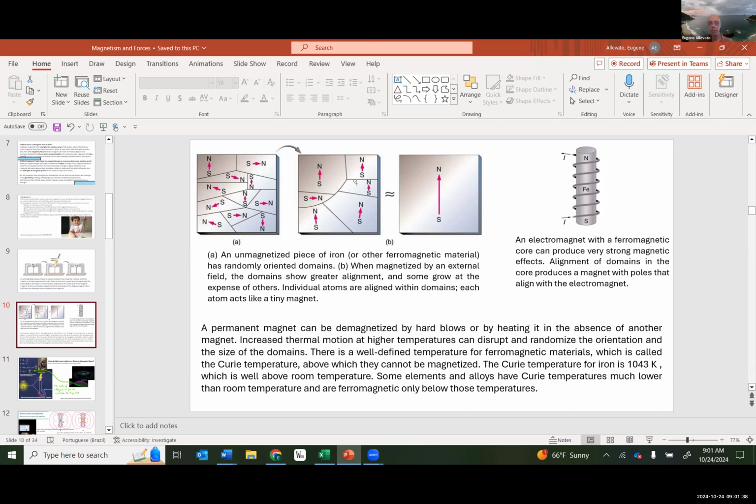I'm not trying to be political here, this is just physics. I'm just saying that on the left, things are all over the place. But as I start exposing them to a very strong magnetic field, they start to align themselves, and eventually it becomes a magnet, north and south in one direction.